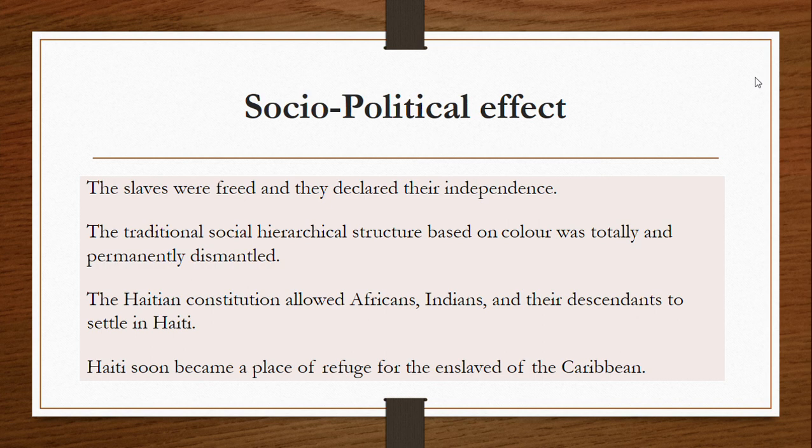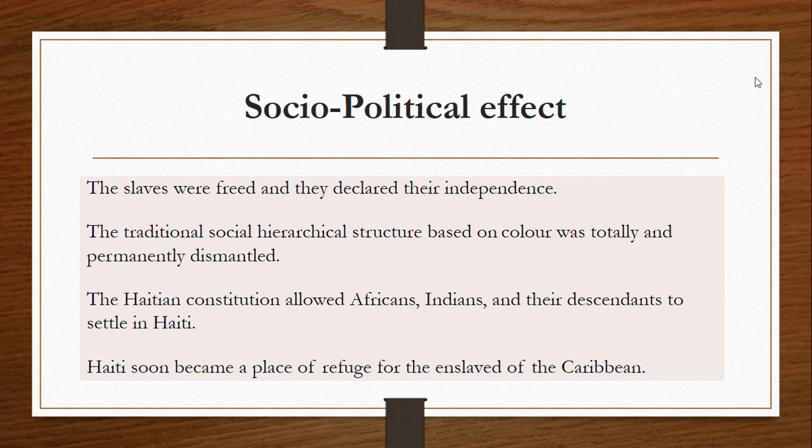Prior to this, you had the rich whites at the top, followed by the poor whites, followed by the mulattoes, followed by the free blacks, followed by the slaves, and that was the socio-economic structure. With the whites expelled from Haiti, with slavery ended, and with Haiti's independence, this structure no longer exists.